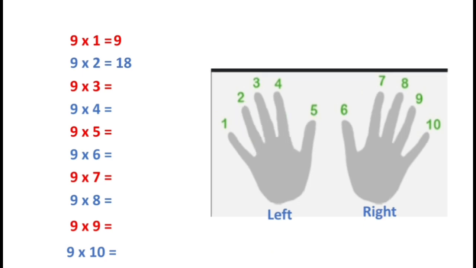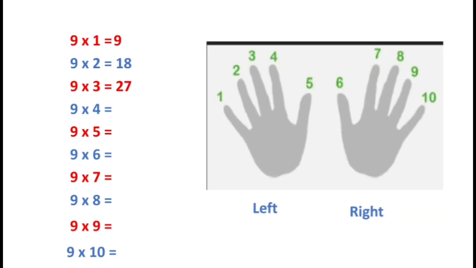Let's see 9 threes are. For 9 threes, what are we going to do? We are going to shade the third finger. Now before the third finger, how many fingers do we have? We have 2. And after, how many do we have? In right hand 5, left hand 2. So 5 plus 2, 7. So we have 27.